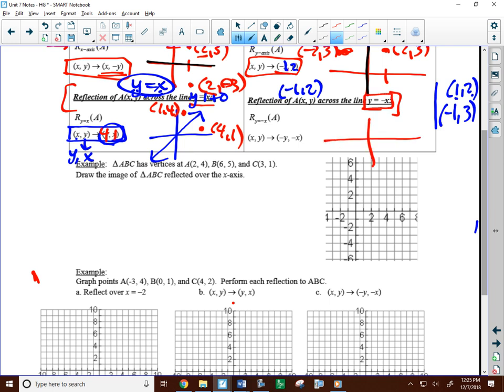And finally, y equals negative x. That's negative x plus 0, negative 1x plus 0. The diagonal line goes in this direction. I'll stick with the same point, 1, 4.